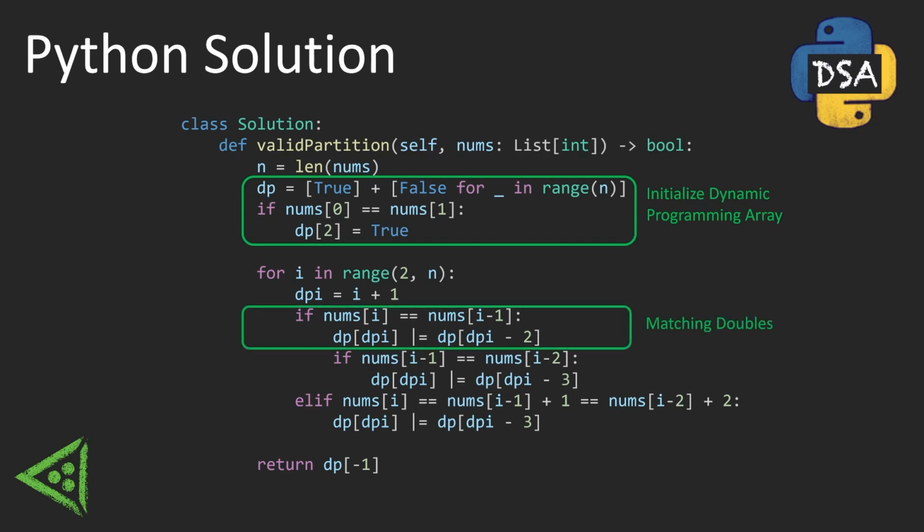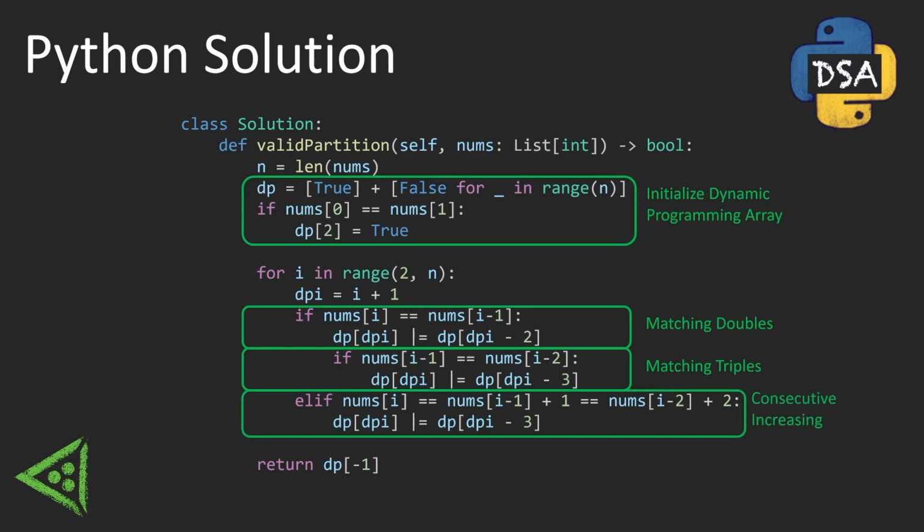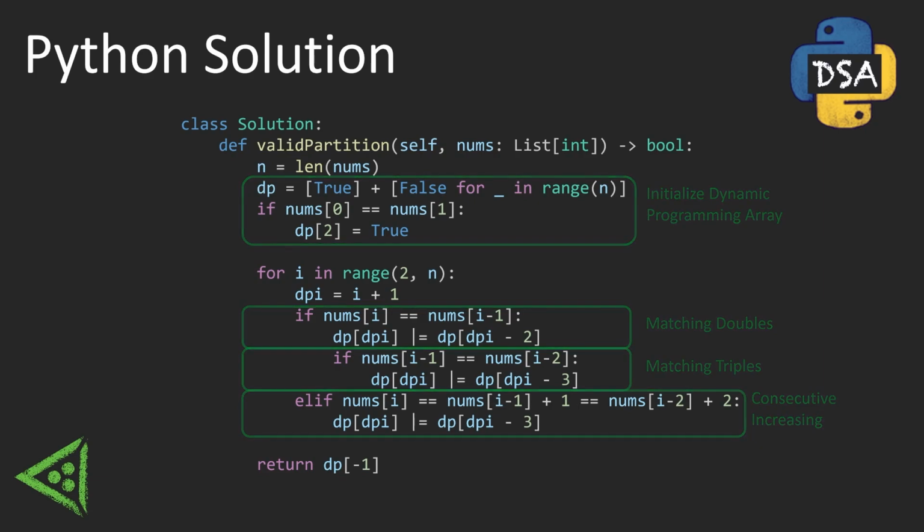Once in the loop, we begin by checking for matching doubles. If we find a double, we can also check for triples. Note that we're using the OR equals operator for updating the DP array. This allows us to only require one valid path to consider the subarray valid. Finally, we check for consecutive increasing numbers. Having checked for all of our conditions after the loop, we return the final value in DP.